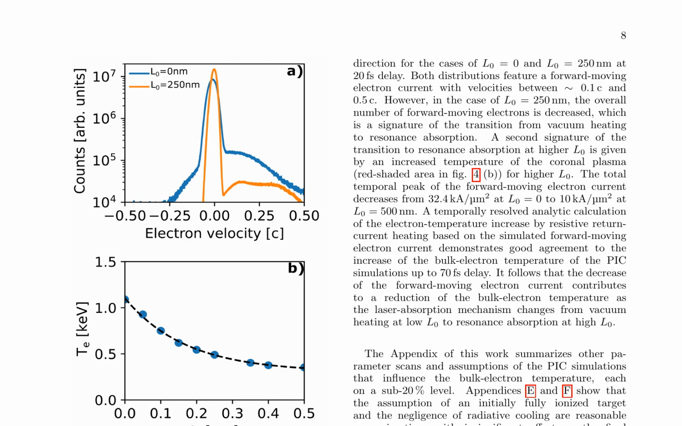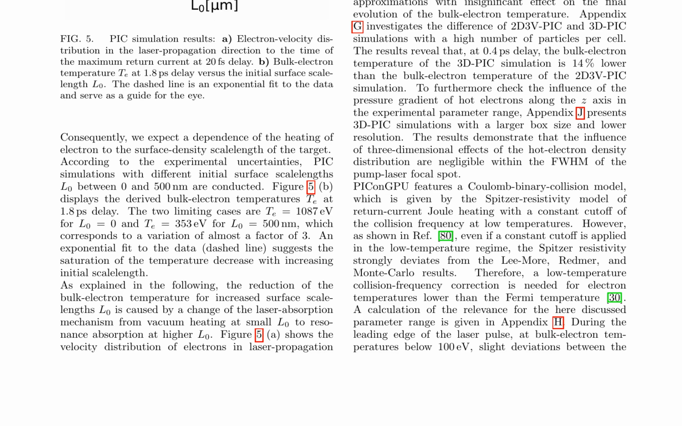The discussion focuses on the dependence of heating on the surface density scale length of the target, demonstrating a variation in bulk electron temperature with initial scale lengths between 0 and 500 nanometers. The results suggest a change in laser absorption mechanism from vacuum heating at small scale lengths to resonance absorption at higher ones, affecting the bulk electron temperature. The study also investigates the influence of different parameters on PIC simulations, including the assumption of an initially fully ionized target, radiative cooling, and the difference between 2D 3V PIC and 3D PIC simulations.